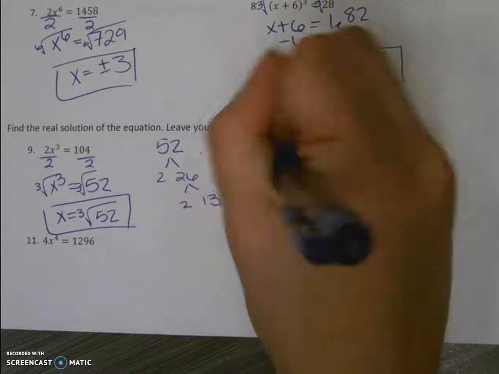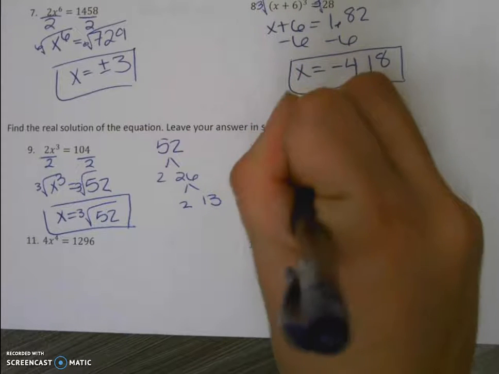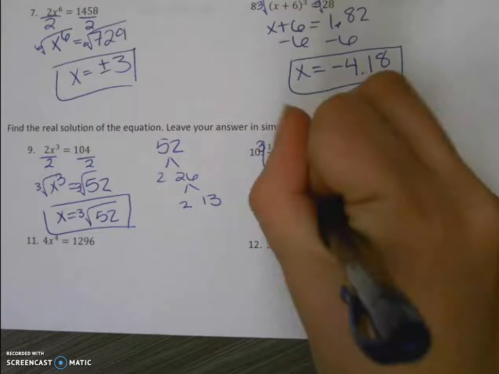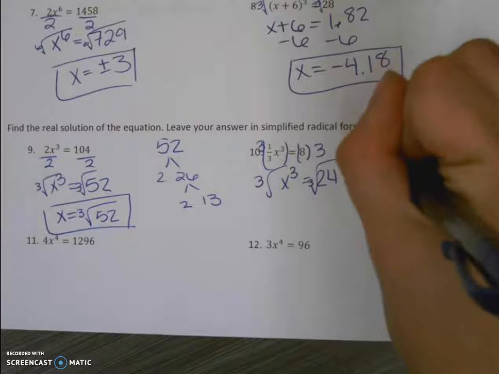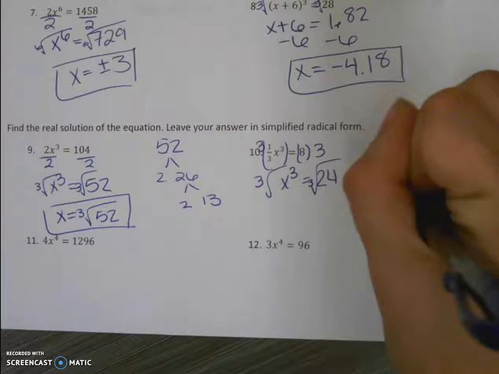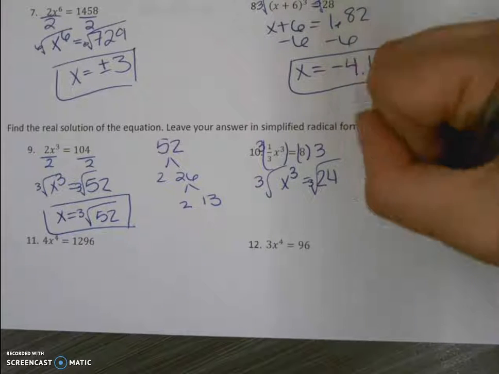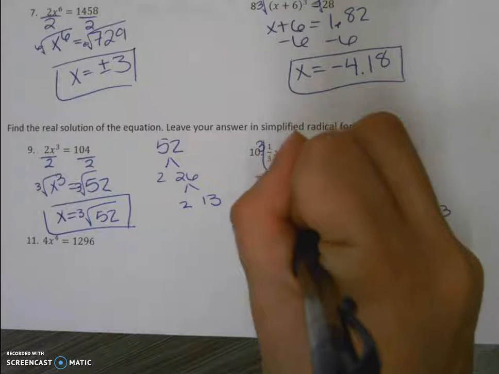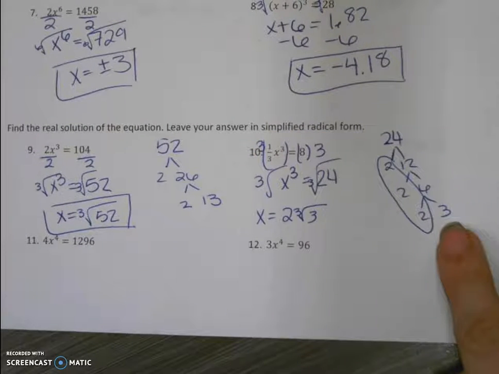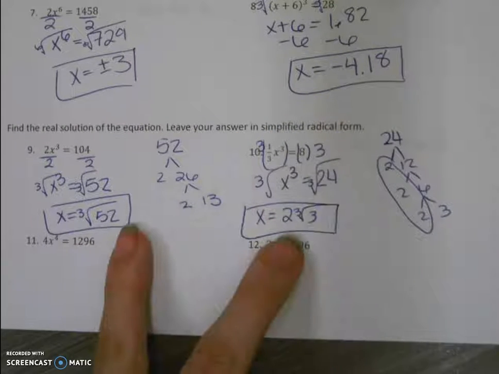Number 10, to get rid of the fraction, I multiply both sides by 3. I get x cubed equals 24. Then I do the cube root. Factor tree for 24. 2 and 12. 2 and 6. 2 and 3. So this time I have a group of 3. I pull that out, so it's going to be x equals 2 cube root of 3. 3 is on the inside because it didn't have anyone to leave with. Also, both of these are not plus or minus, they're just plus because they're odd exponents.